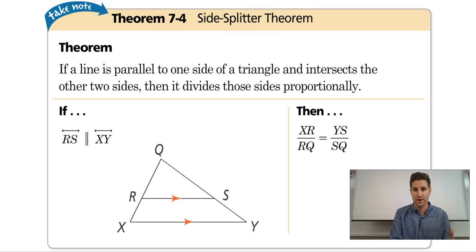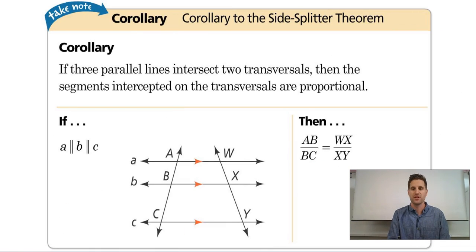This works within our triangle, and so make sure you write all that down. It also works, this is a corollary, so not only in a triangle, but it could also work if we just have 3 parallel lines, or even more actually, with 2 intersecting transversals. So here are the transversals. And all these little segments, so AB to BC and WX to XY.